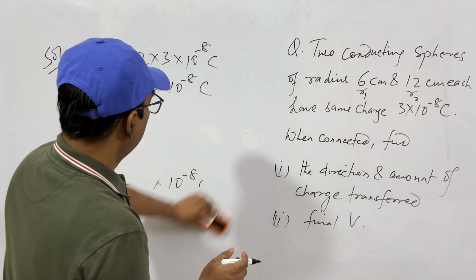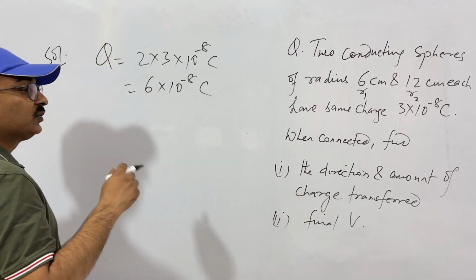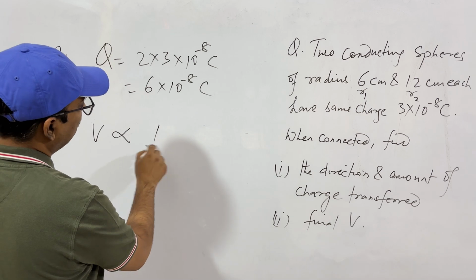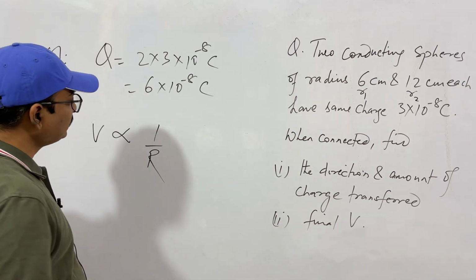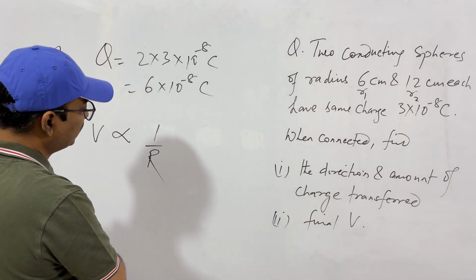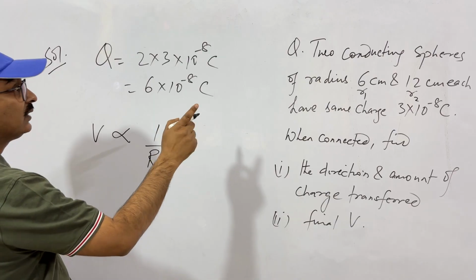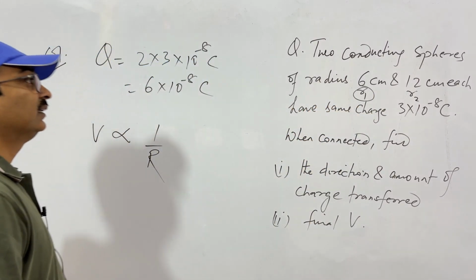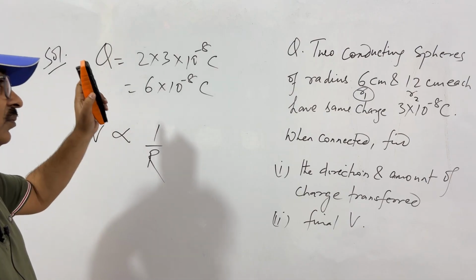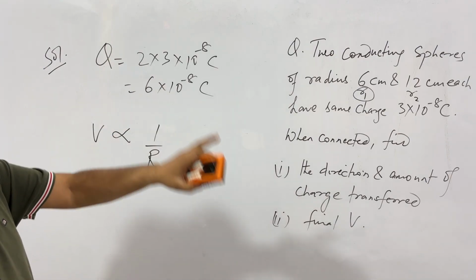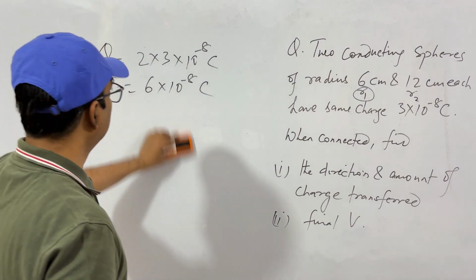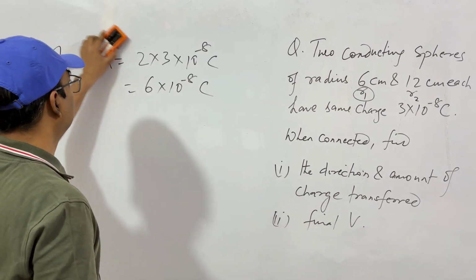Also we know that charge flows from higher potential to lower potential, and V is inversely proportional to R. This you know. Since it is inversely proportional to R, the potential on the ball with lower radius will be high. Therefore, from the ball of radius 6 cm to the ball of radius 12 cm, this will be the direction of charge. That is, first to second. Clear?